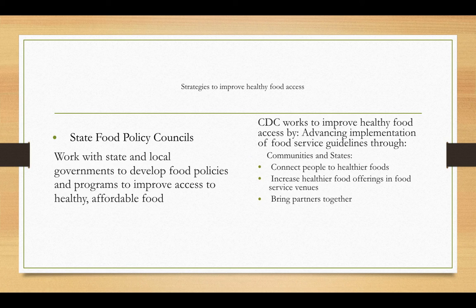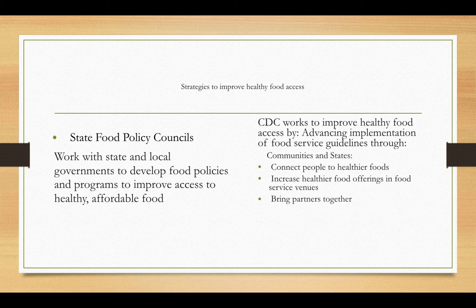Several strategies to improve healthy food access include: first, state food policy councils. These councils work with state and local governments to develop policies to improve access to healthy, affordable food by developing food policies and food programs. These policies can indirectly lead to the development of community and school gardens, increasing enrollment in food assistance programs, and new forms of insurance for small local producers.